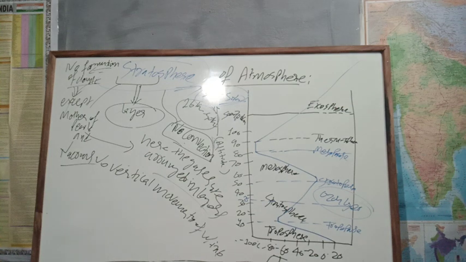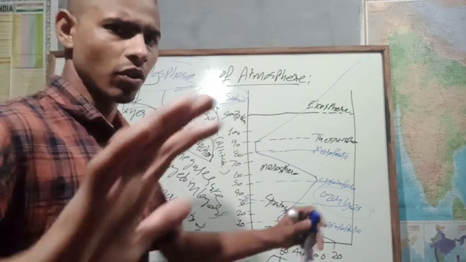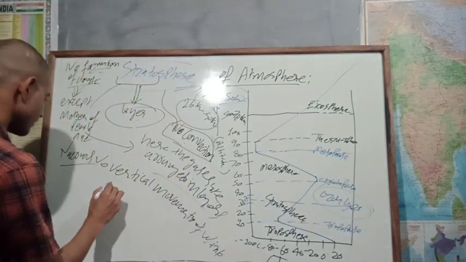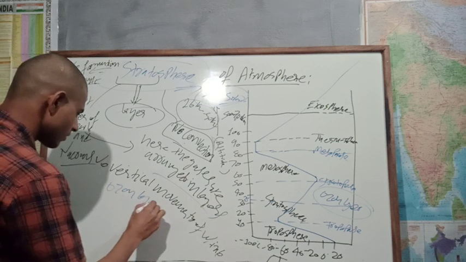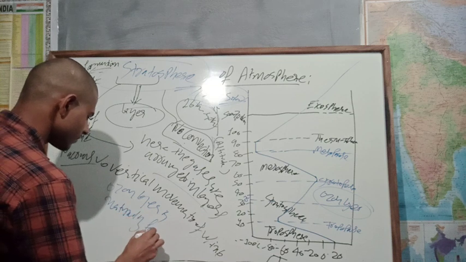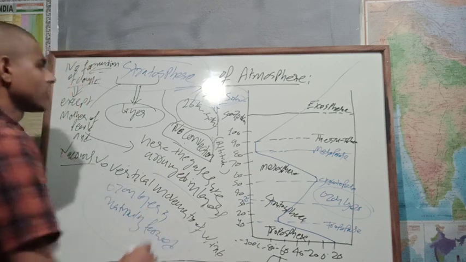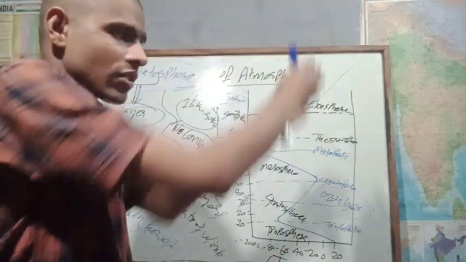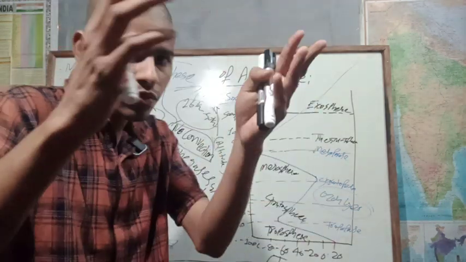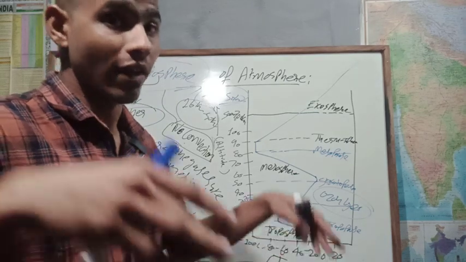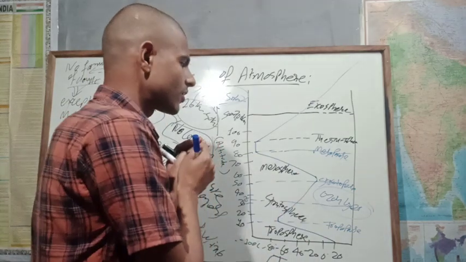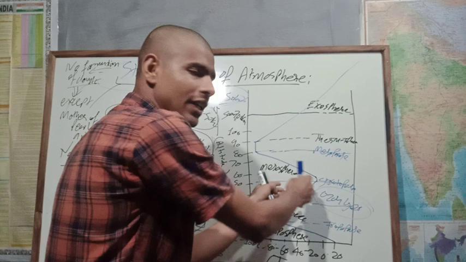Then what's the property of ozone? What does the ozone layer do? It is naturally formed. Fine. So the sun's radiation comes to the earth, and the ozone layer absorbs the UV rays. Due to absorption of these UV rays, because they have heat or energy, there will be heat in this region. So that's why the temperature increases.